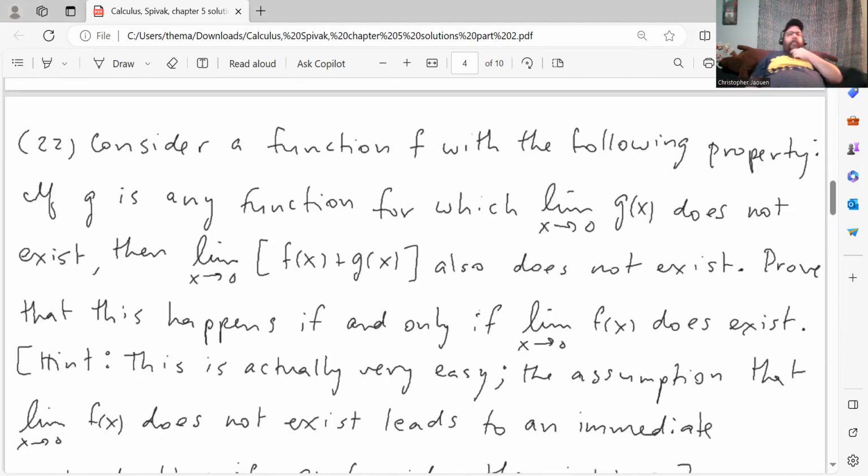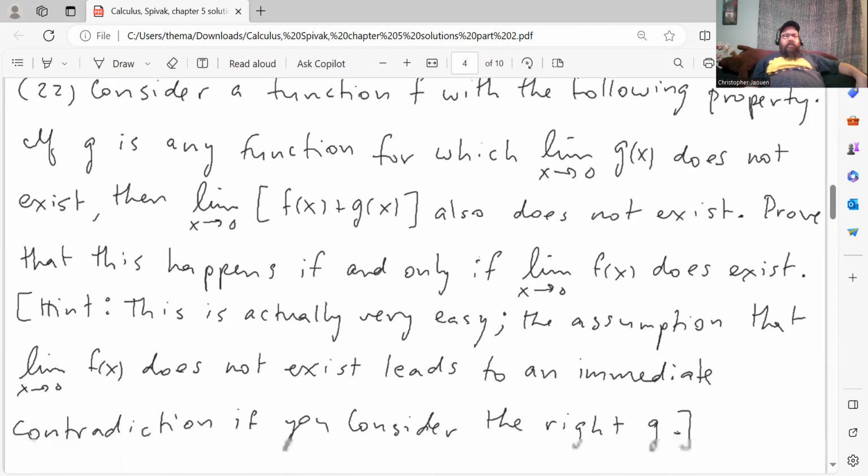So let me read it out. Consider a function f with the following property. If g is any function for which the limit as x goes to 0 of g of x does not exist, then the limit as x goes to 0 of f of x plus g of x also does not exist. Prove that this happens if and only if the limit as x goes to 0 of f of x does exist.